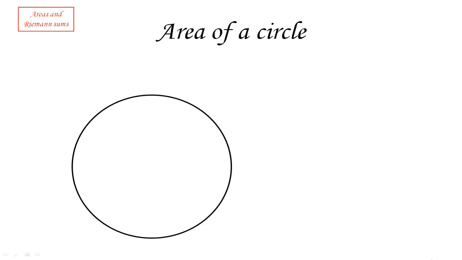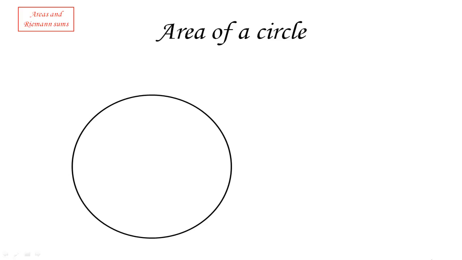What if our region is not polygonal? Okay, so the standard one would be the area of a circle. And the formula for the area of a circle has been worked out a long time ago. It's not something new. But how did they do it? Because it's not polygonal, we cannot rely on the formula for a triangle.